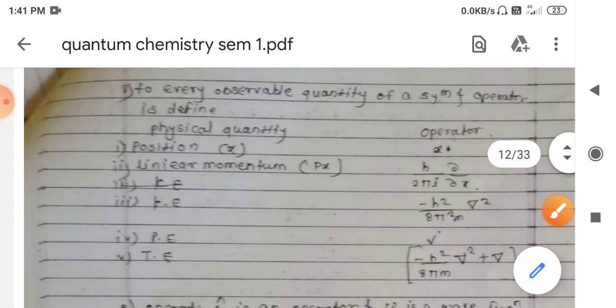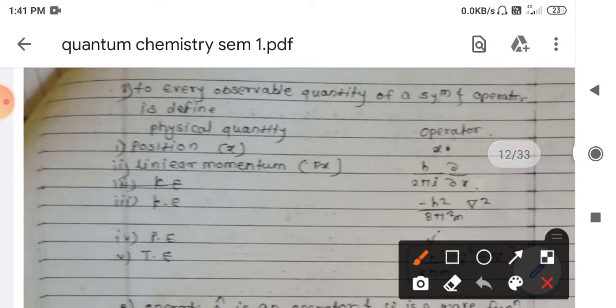Now, the second postulate is that for every observable quantity in classical mechanics for a system, there is a quantum mechanical operator.